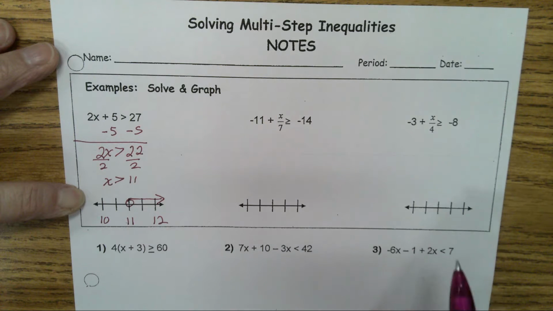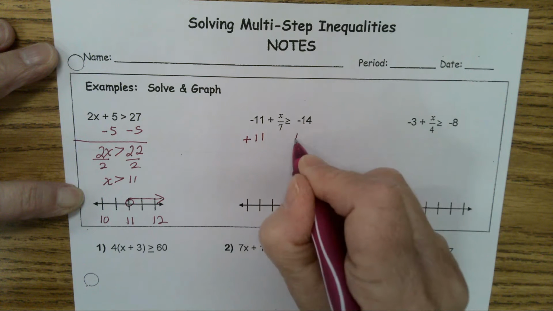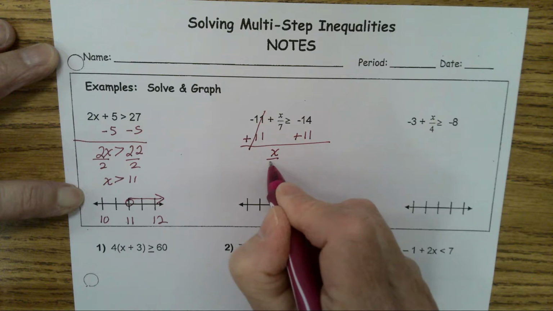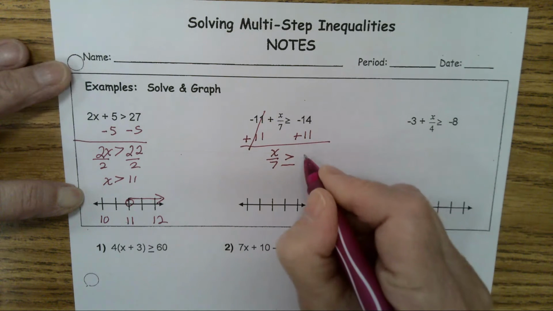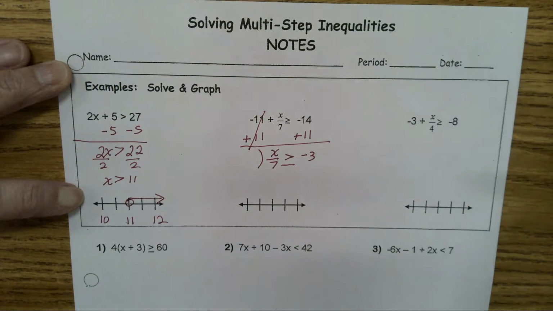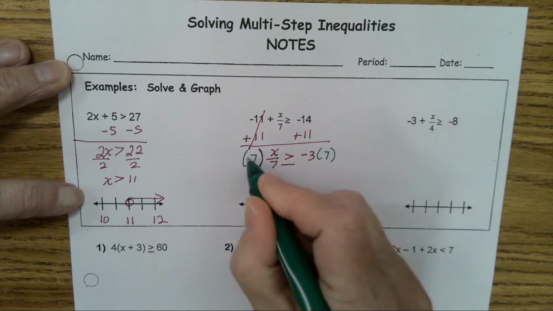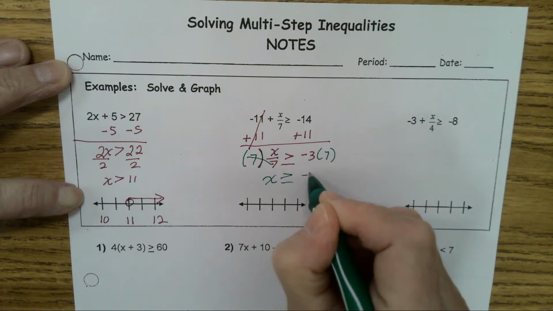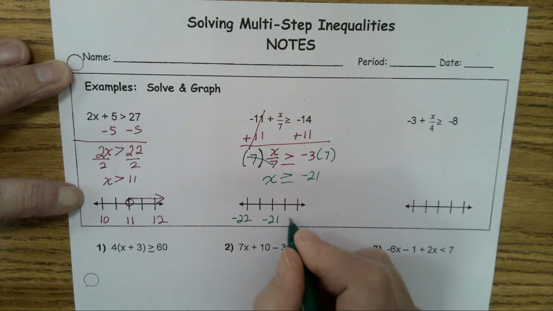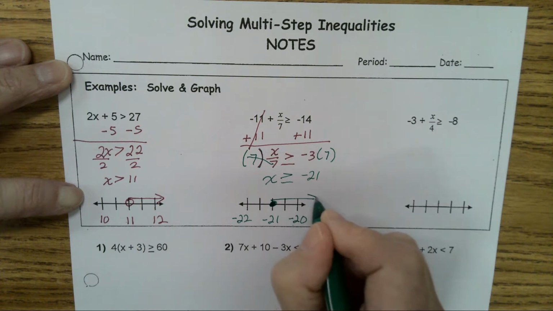Now let's do this next problem. To get rid of a negative 11, add 11, add 11. X divided by 7 is greater than or equal to negative 3. Multiply both sides by 7. I'll just switch colors here so you can see the step. And x is greater than or equal to negative 21. Negative 21, negative 22, negative 20. It's going to be a closed circle going to the right. X has the big end.